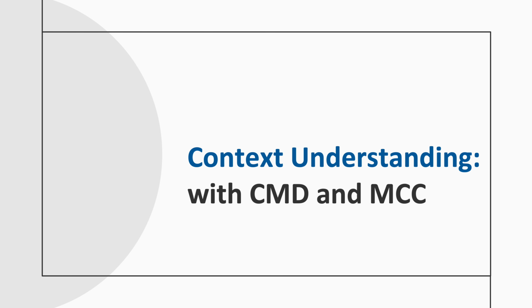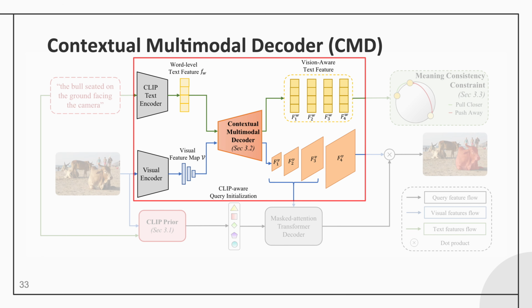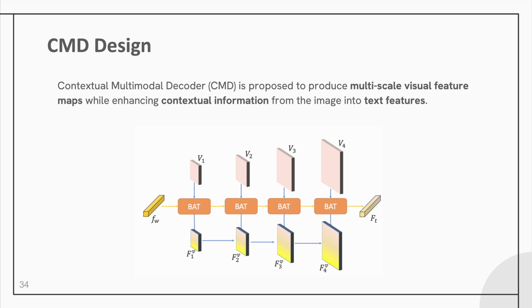Our second contribution lies in how we can understand the context from both image and text input. After obtaining the text and visual features from the backbone, these features are passed through a contextual multimodal decoder to enable multimodal interactions, yielding vision-aware text features and text-guided vision features. The contextual multimodal decoder, CMD, is proposed to produce multi-scale visual feature maps while enhancing contextual information from the image into text features. The bidirectional attention transfer, BAT, module is simply two cross-attention layers to fuse multimodal information.